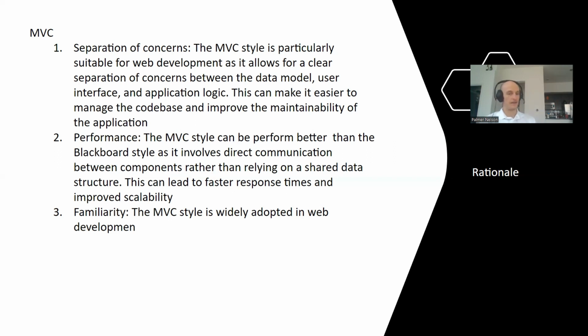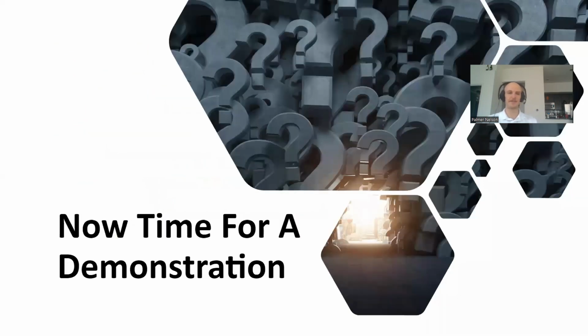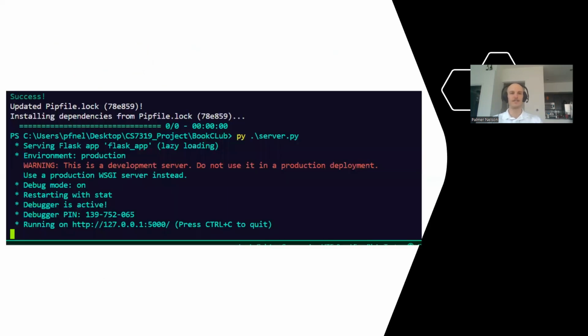So I decided to stick with what works. Now it's time for a demonstration. Upon launching the project, if you want to access it, you have to go to a specific directory, obviously the Book Club directory, and then you initialize it by activating the server.py file.